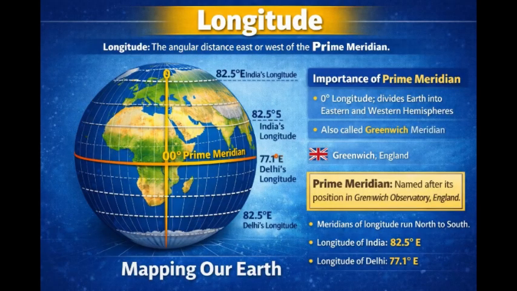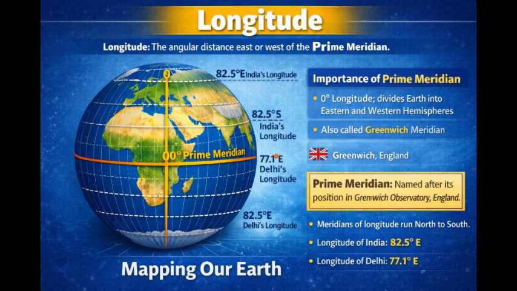Then there are longitudes. Now let us understand longitude. Longitude is defined as the angular distance of a place east or west of the prime meridian. Unlike latitudes, longitudes run from north to south, connecting the North Pole and the South Pole. These lines are known as the meridians of longitude, and the important longitude is the prime meridian, which is located at 0 degrees. It passes through Greenwich in England. The prime meridian divides the Earth into two parts, the eastern hemisphere and the western hemisphere. Longitudes are measured from 0 degrees to 180 degrees east and west.